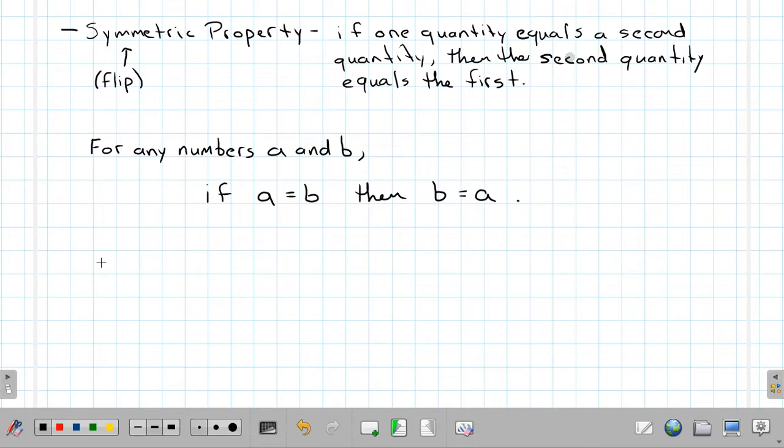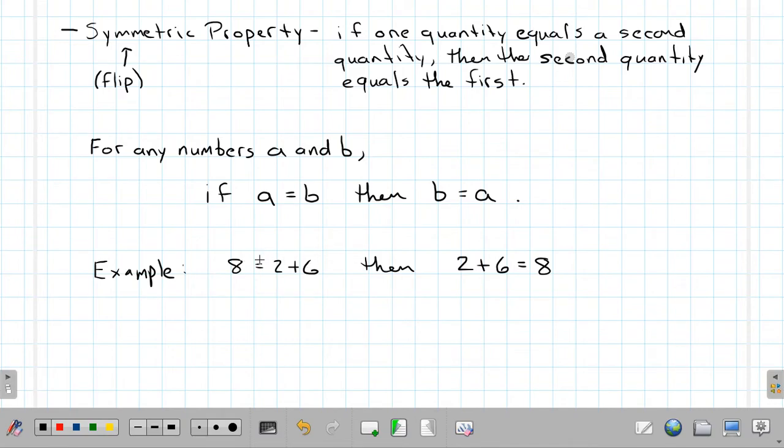So an example of this is, if 8 is equal to 2 plus 6, which is true, then 2 plus 6 is equal to 8. Both of these say the same thing, we're just flipping across the equal sign.